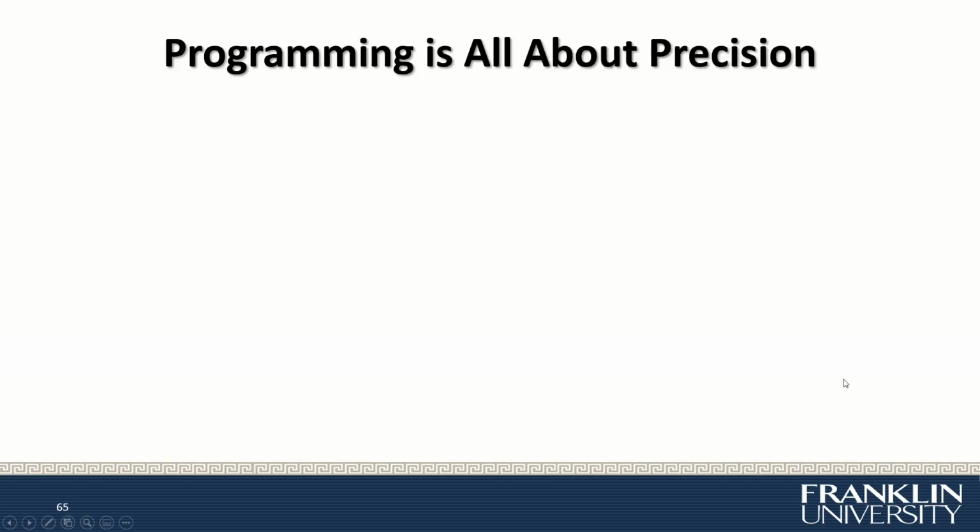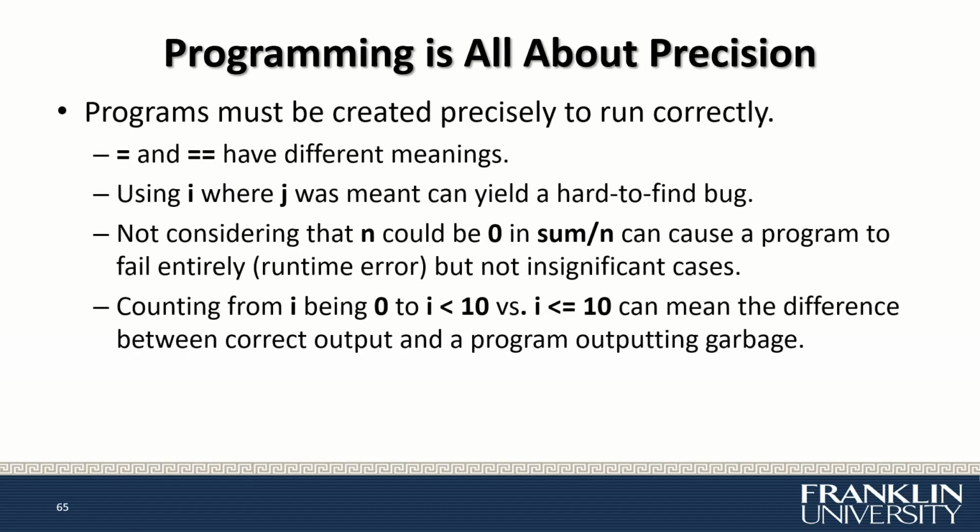So let's do another programming, right? A program must be created precisely to run correctly. Everybody knows that a single equal sign means assignment, and the double equal means equality. They have different meanings. Using I where J is meant can yield hard-to-find bugs. That's why I said always use a meaningful variable name. Don't try using I, J, and K.